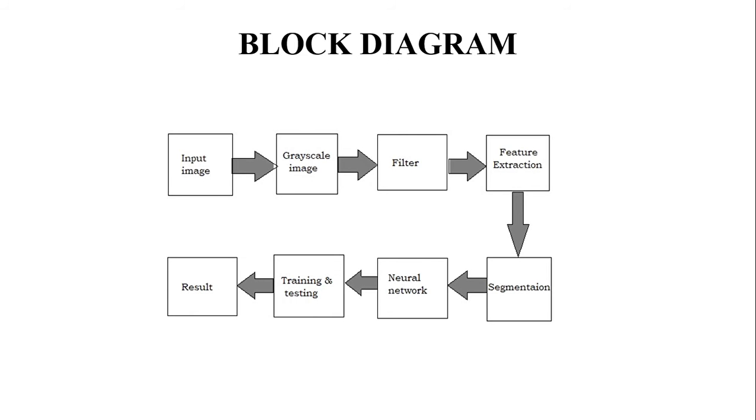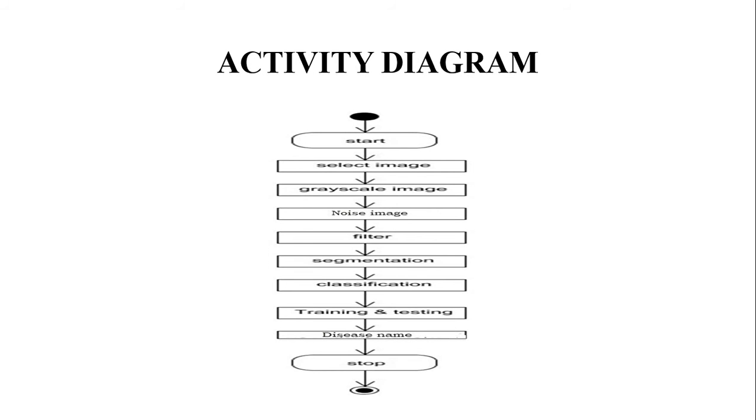This is the basic block diagram of our project, where the input image is converted to grayscale and we have applied a median filter, and we extract the features and the segmentation process is carried out, and we have set a model using a neural network with training and testing, and finally the result will be published. This is a basic activity diagram where we are selecting an image and that image is converted to a grayscale image, and the noise of the image has been reduced and the filter is applied, and it is segmented and classified based on the portions affected in the MR image and the disease name has been announced.